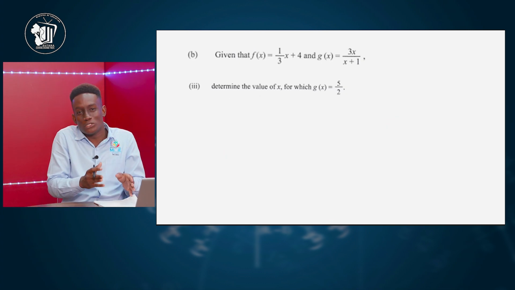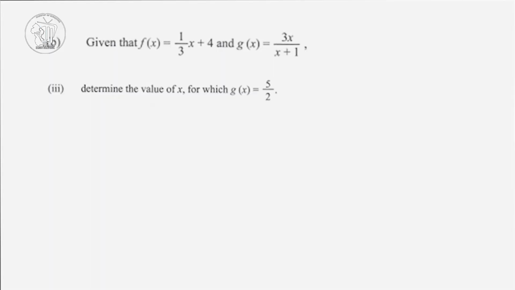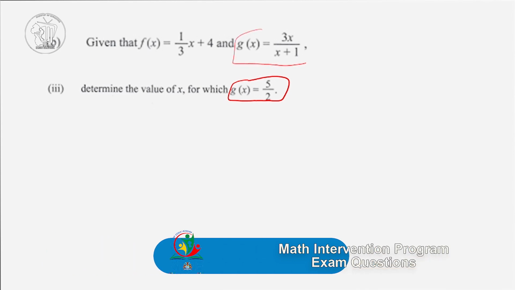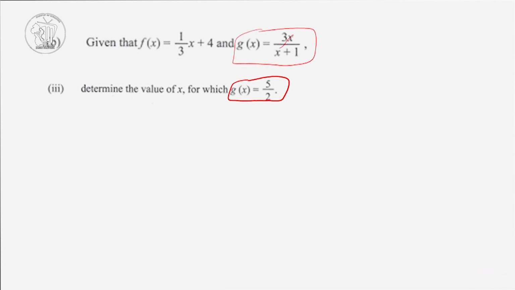The last function type question that you will see in your exam. So this one says, given that f of x is equal to 1 over 3x plus 4 and g of x is equal to 3x over x plus 1, determine the value of x for which g of x is equal to 5 over 2. So they're telling us that g of x is equal to 5 over 2, and they're asking us to find the value of x when this is equal to 5 over 2.